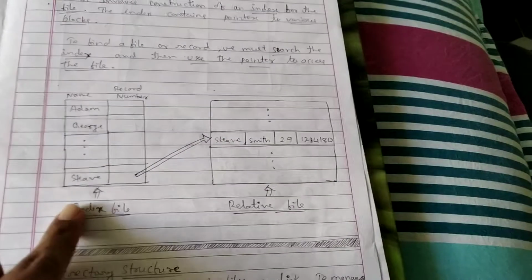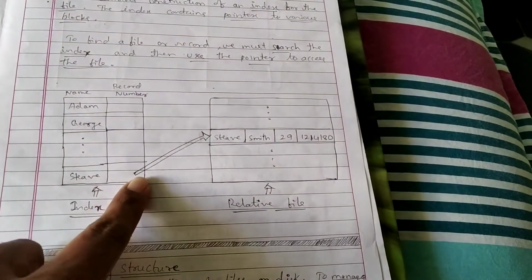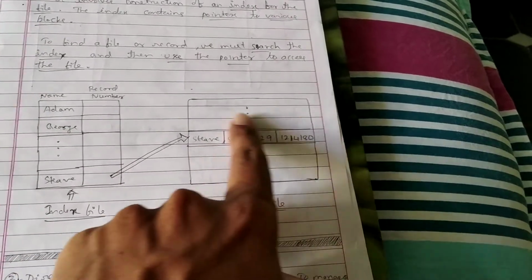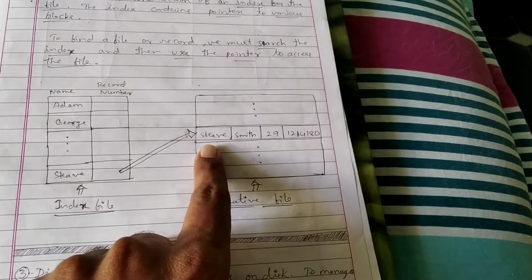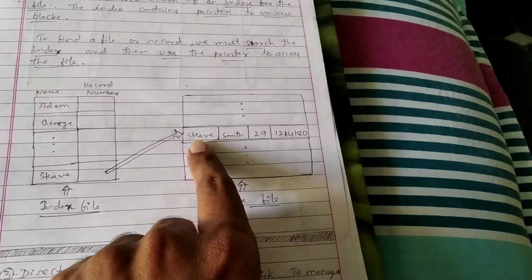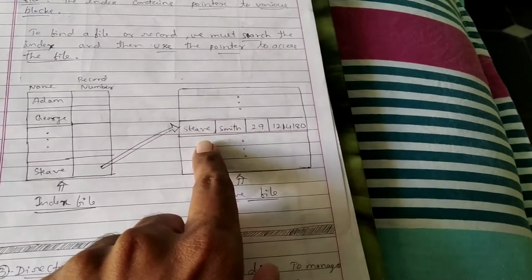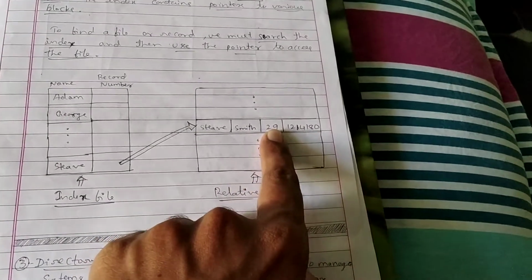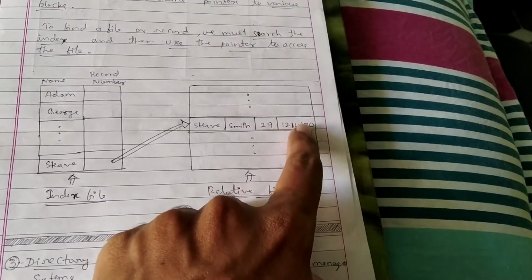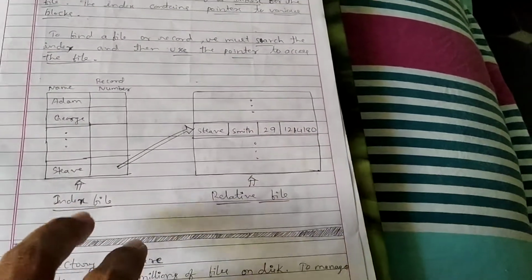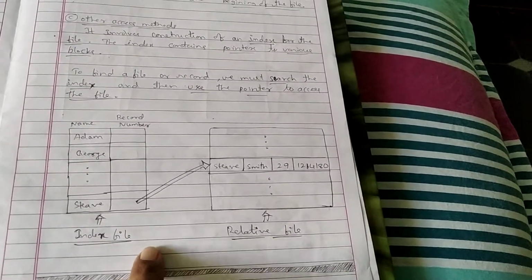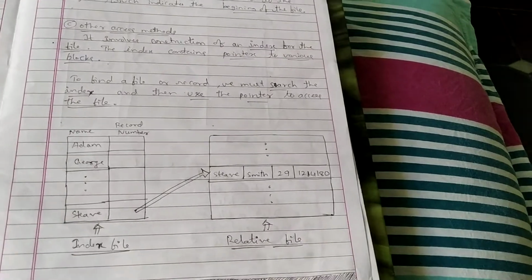You can see there is an arrow from file Steve indicating a relative file, which shows the details of that particular file, say first name, last name, his age, his social security number, etc. Such type of accessing is called relative accessing, or indexed based accessing.